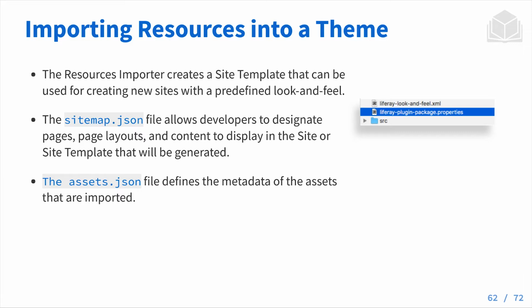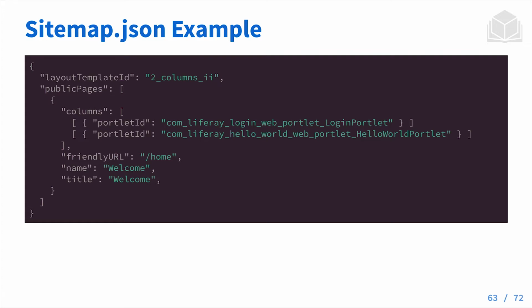So what this would do is, when we deploy it, it would give us the ability to generate a site with all of the content and pages included. This is done using the Sitemap.json and the Assets.json. So let's go ahead and discuss these in more detail. The Sitemap.json is going to give us the ability to map our site pages, the layouts, and the actual widgets or content that we want to display on those pages.